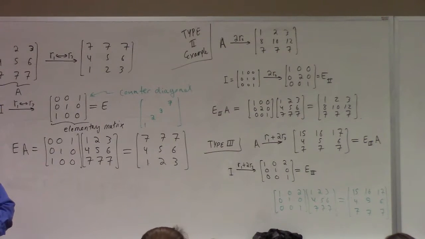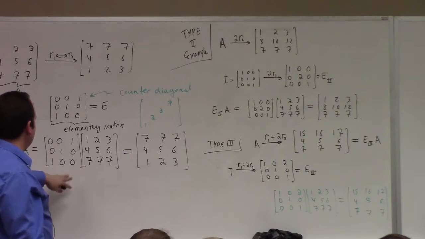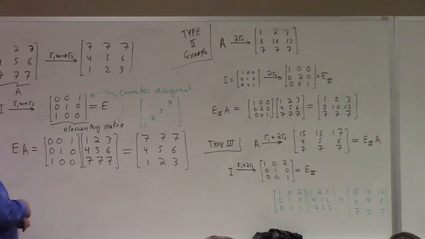So it turns out every last one of those is invertible. All elementary matrices are invertible. And the inverse of an elementary matrix is another elementary matrix of the same type, which is kind of fun because, what do you think the inverse of this matrix is? How do you undo a row swap?